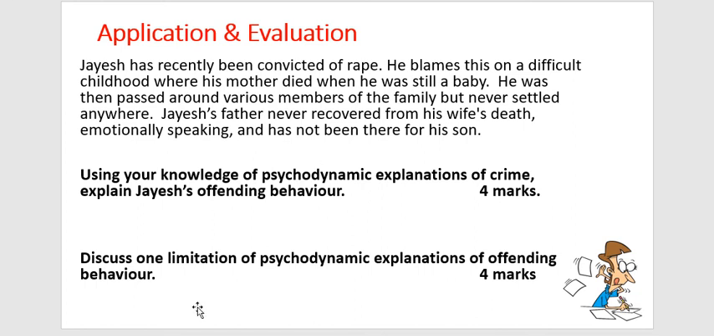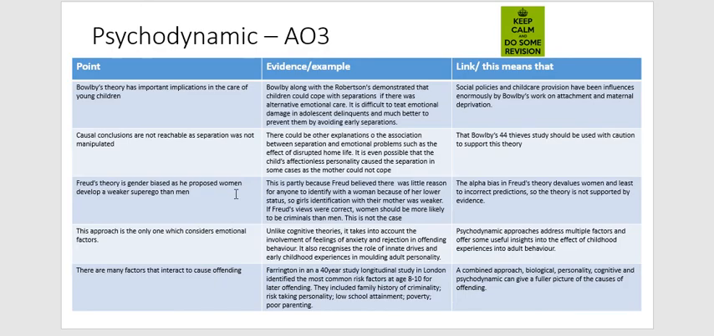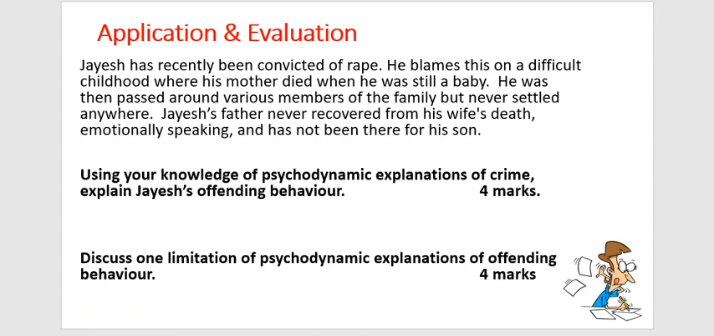And the second question here, discuss one limitation of psychodynamic explanations of offending behaviour. Okay, so again, you can pick something from here, put it in your own words, but remember that structure, please. Point, evidence, link. So what? Why is this a problem? Okay. And there we have our psychodynamic explanation.